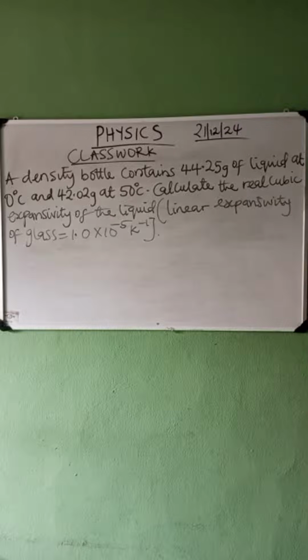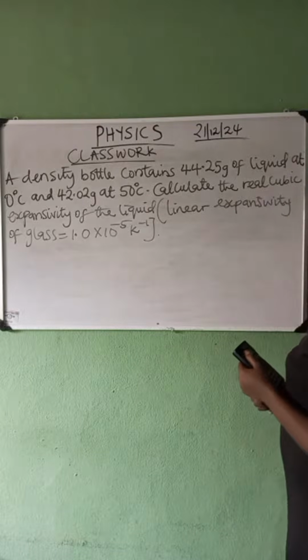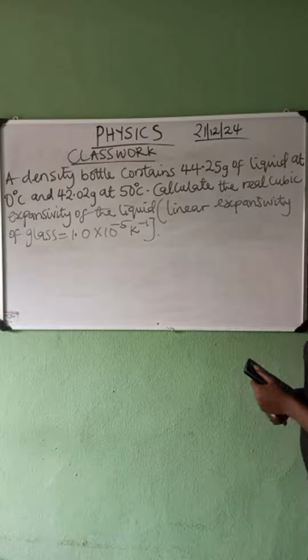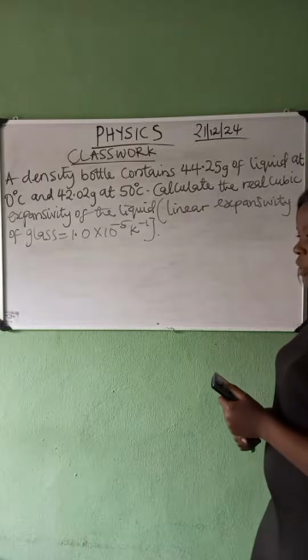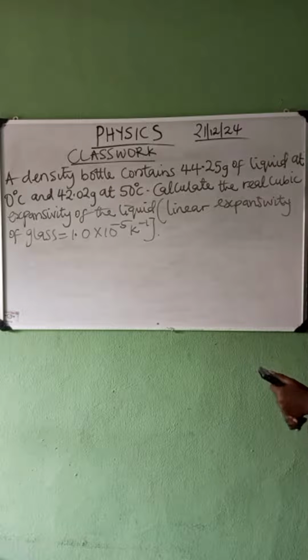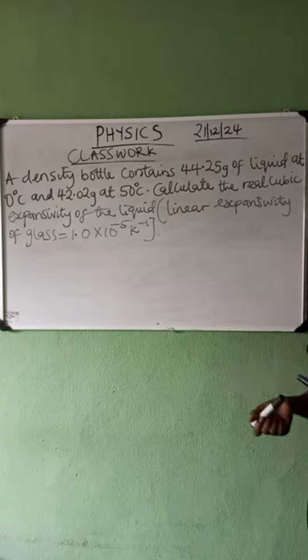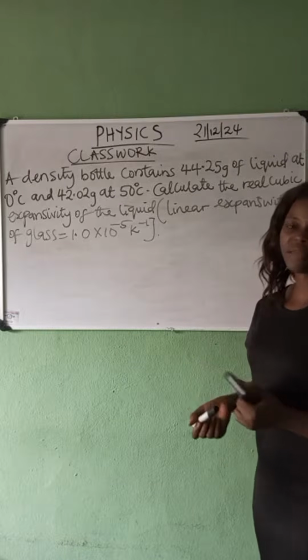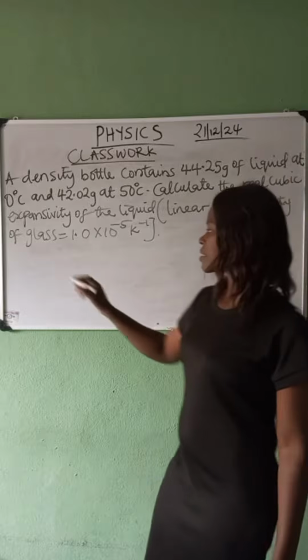All right, let's solve together. A density bottle contains 44.25 grams of liquid at 0 degrees Celsius and 42.02 grams at 50 degrees Celsius. Calculate the real cubic expansivity of the liquid. Now we are given the apparent expansivity of glass to be 1.0 power minus 5 per Kelvin. Now, how do we solve this? Let us set our parameters.